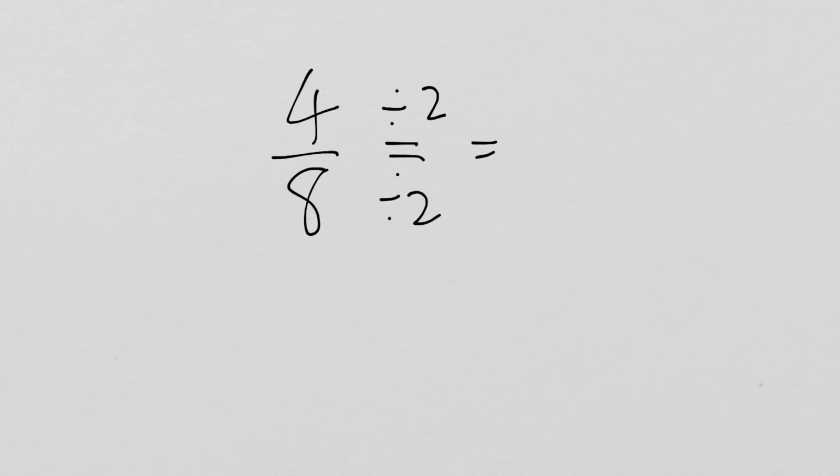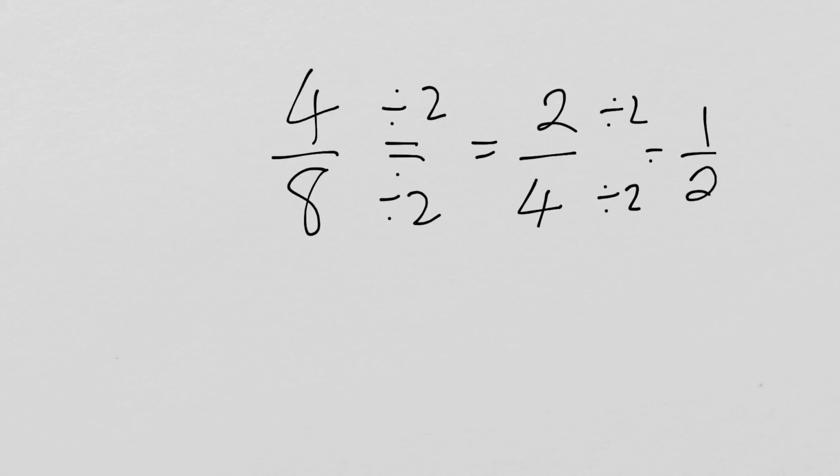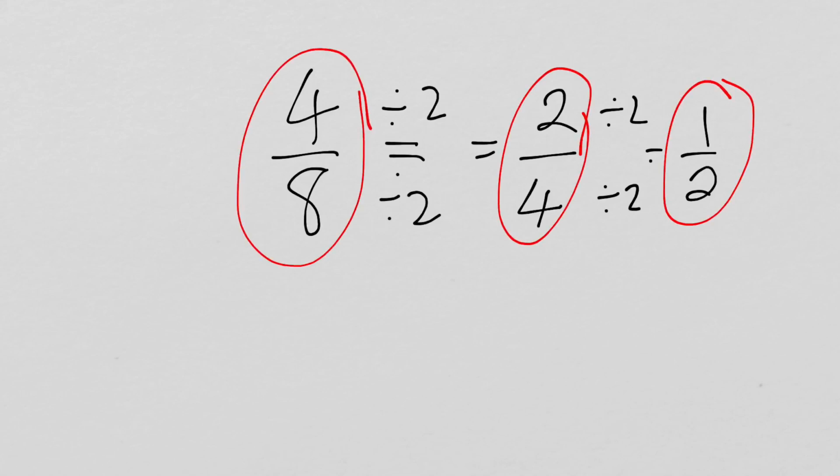Now you can divide the top and the bottom by the same number. So let's say I've got 4/8, and I want to make it into an equivalent fraction. Sure, I could multiply it. I could make it 8/16 by multiplying the top and the bottom by 2. But what if I divide the top and the bottom by 2? Well, that makes it 2/4. And what if I divide that by 2 as well? Well, that makes it 1/2. And all of these, 1/2, 2/4, 4/8, they're all equal. They're all equivalent.